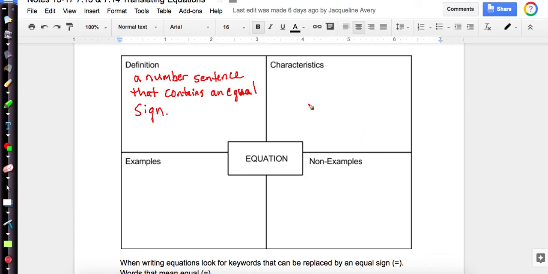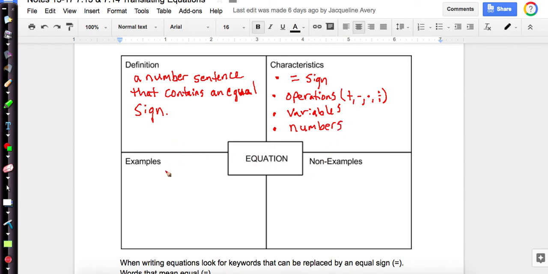Okay, so think about some characteristics of an equation. It has to have a what? An equal sign. Okay, that's the number one thing. It will also have operations: addition, subtraction, multiplication, and division. It can also have, what do we call letters? Good, variables. And then, of course, it has to have what? Numbers.